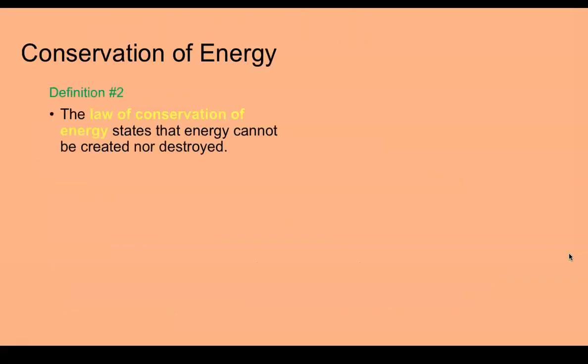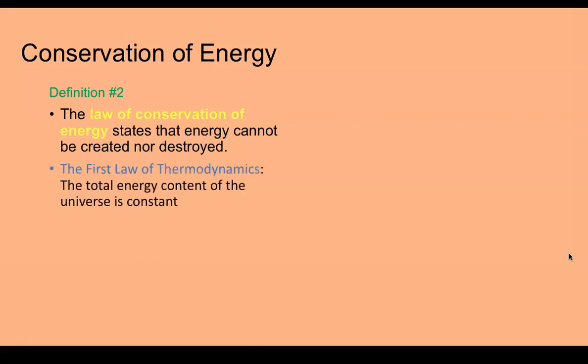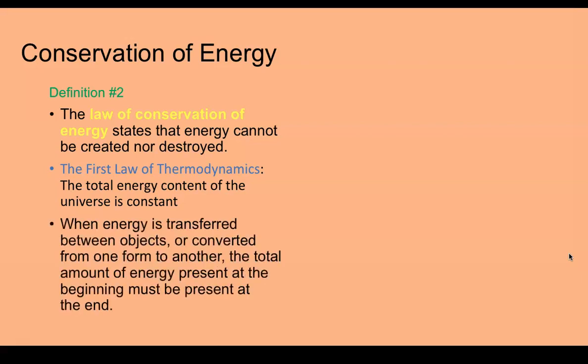Conservation of energy, you guys have heard this, you know the law of conservation of energy, similar to the law of conservation of mass. So nothing new here. First law of thermodynamics, total energy content of the universe is constant, never changes. We know this. We also know that energy can only be transferred or converted between different forms of energy, but total amount of energy must be the same at beginning and the end.